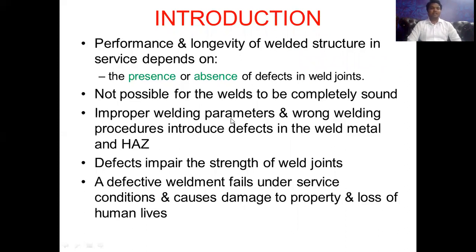Improper welding parameters and wrong welding procedures introduce defects in the weld metal and HAZ. Defects impair the strength of the weld joints. A defective weldment fails under service conditions and causes damage to property and loss of human lives. So if these welded joints are used in critical applications, in bridges or in any other machinery, if the damage occurs without any indication, we can have a huge loss to human lives as well.